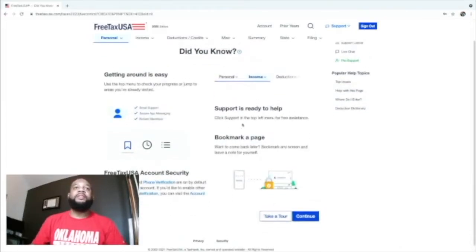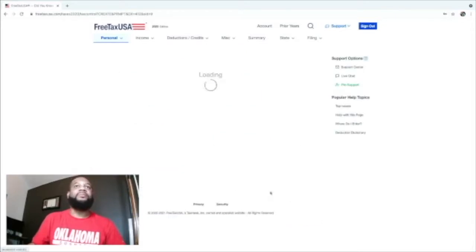Alright, you won't need this. Did you know? Get around easy, because I'm going to show you how to get around easy. If you need support, you can always reach out to Free Tax USA, or you can send me an email, and I will charge you. So that's why I'm showing you this for free, and then you can take it how you want it.